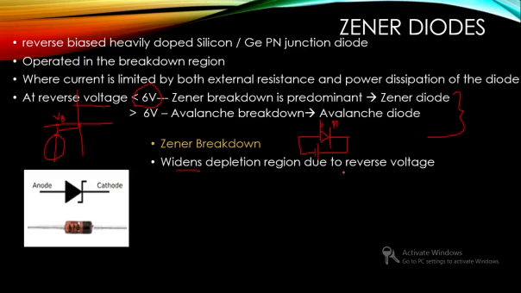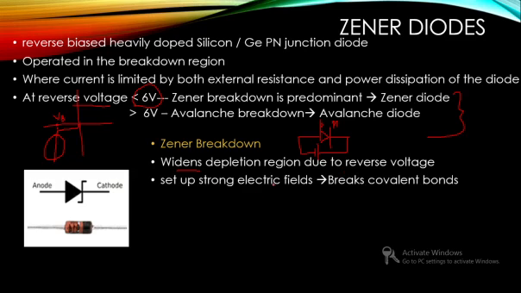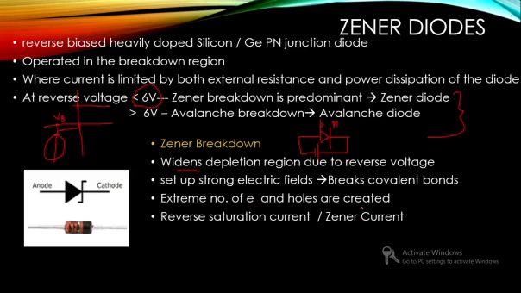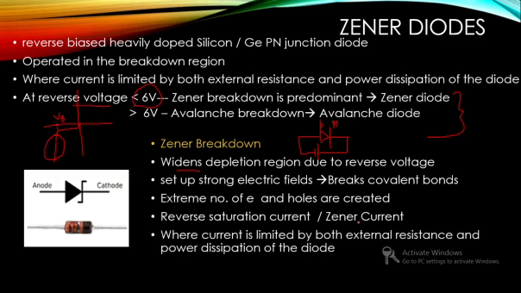So due to the reverse voltage, there is always a widening of the depletion region, which will constitute a strong barrier, that is a strong electric field, which is strong enough to break the covalent bonds nearby. As they break the covalent bonds, a number of electrons and holes are created, and this will constitute a current which is called Zener current. The current is actually limited only by the series resistance which is connected, or by the power dissipated by the diode itself; it is independent of the applied voltage.